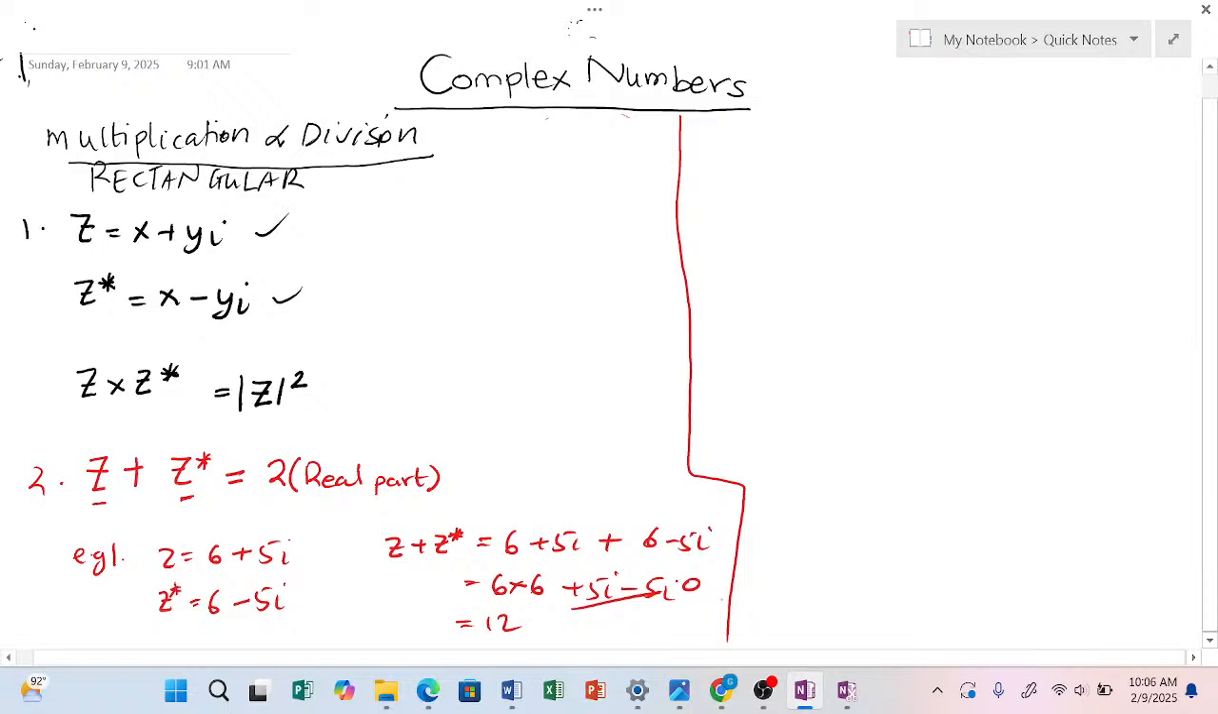So let's continue. The third theorem is, if I have a complex number z, then minus its conjugate, it is equal to 2 times the imaginary part without the i. The imaginary part without the i.